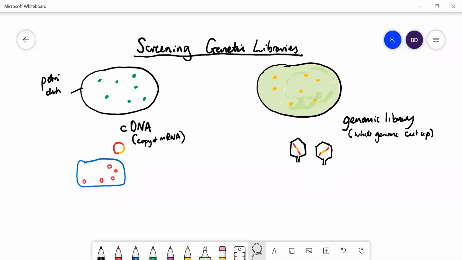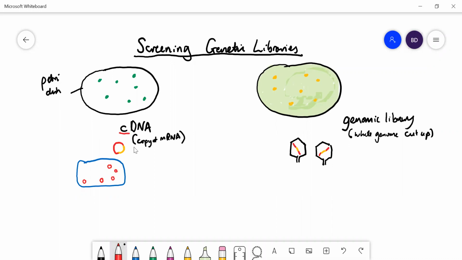Okay, in this video we're going to talk about how genetic libraries are screened. Let's just recap what a genetic library is. There are two kinds of genetic libraries here. We have a cDNA library.